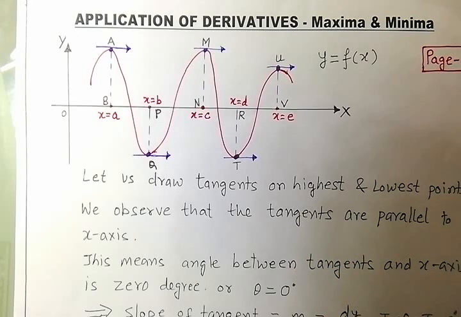So let us move to the working rule, how we do the problem of maxima and minima. Suppose a maxima and minima problem is given. How do we solve this problem? So let us move to the working rule.